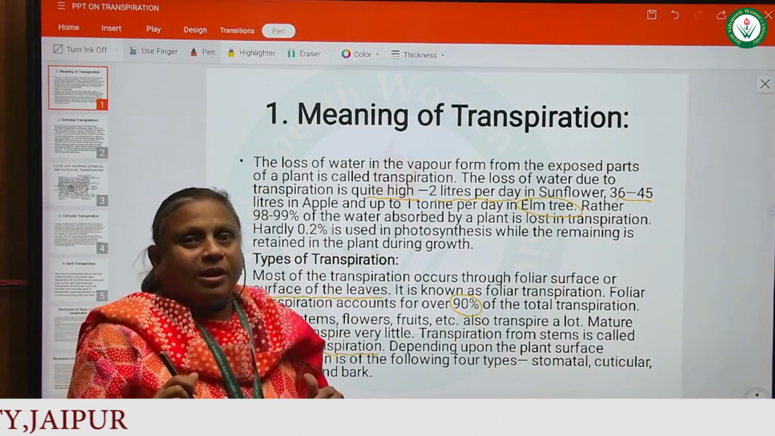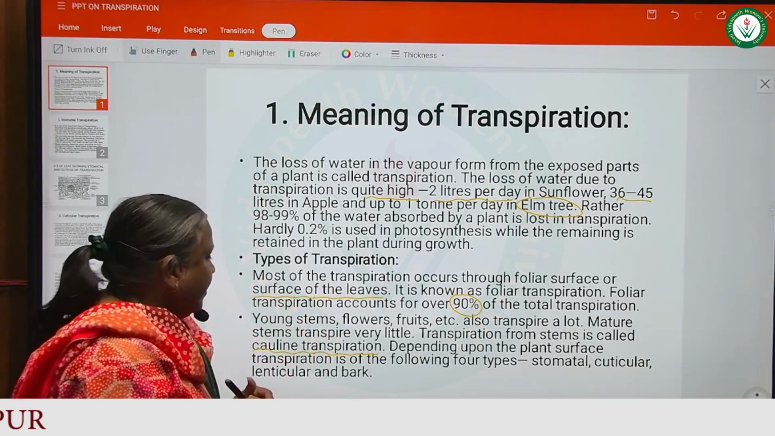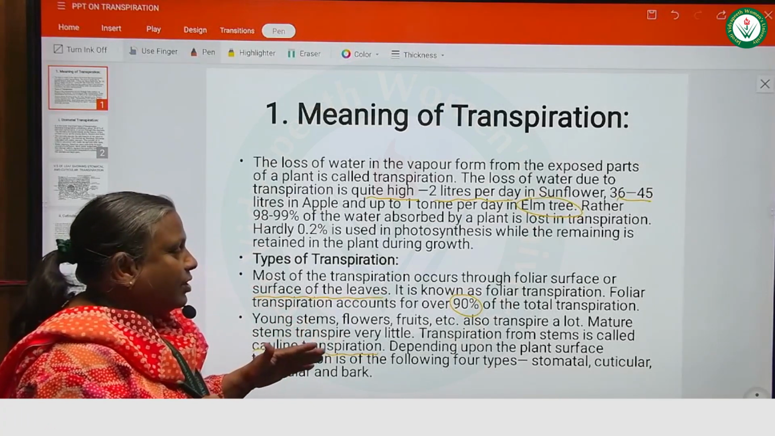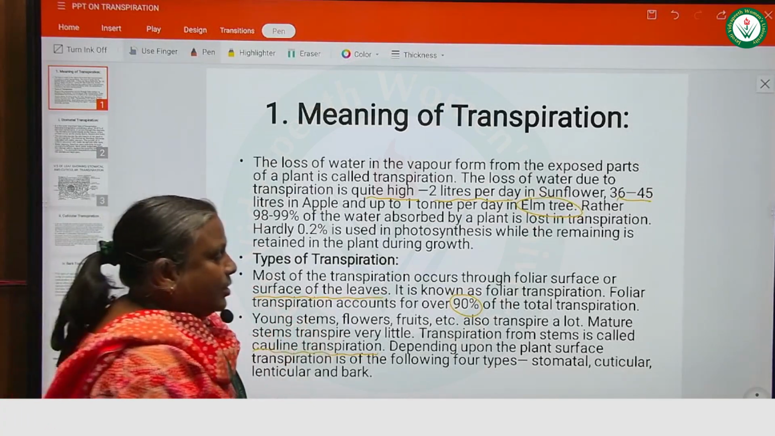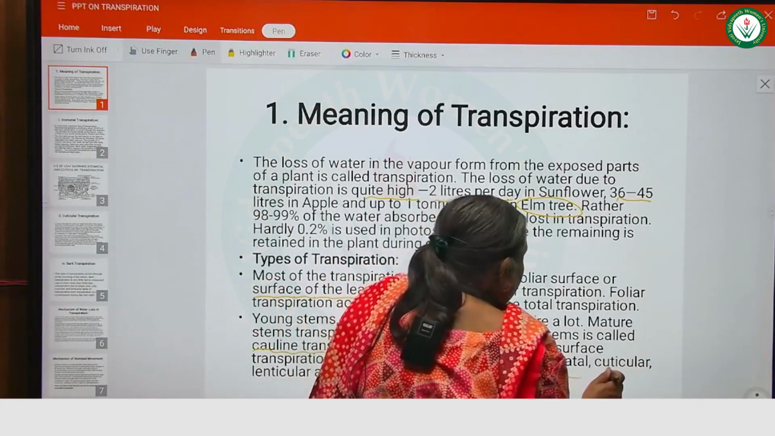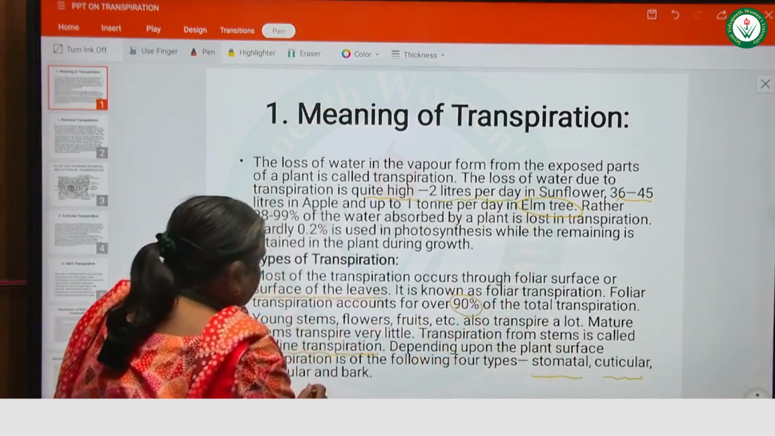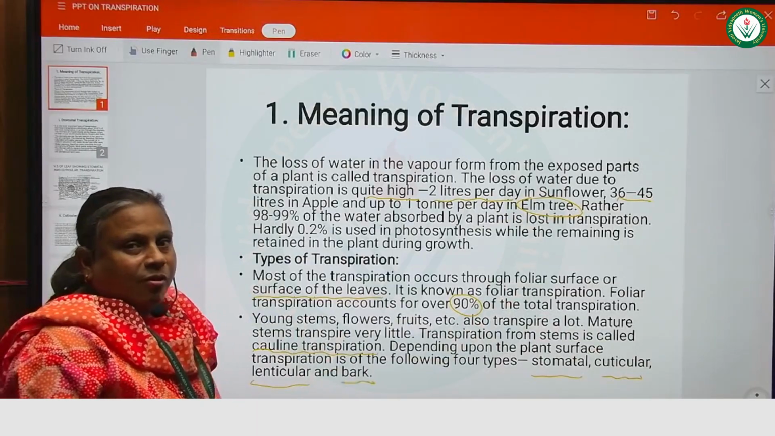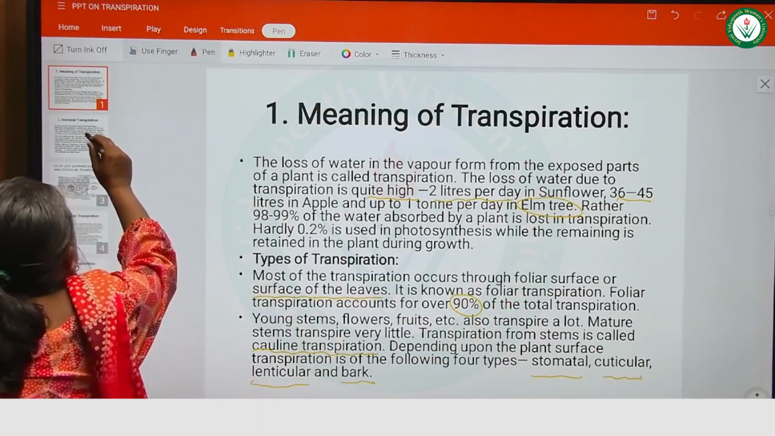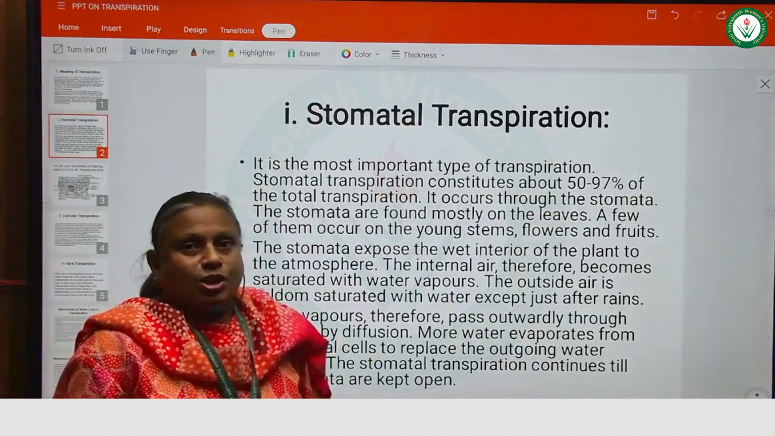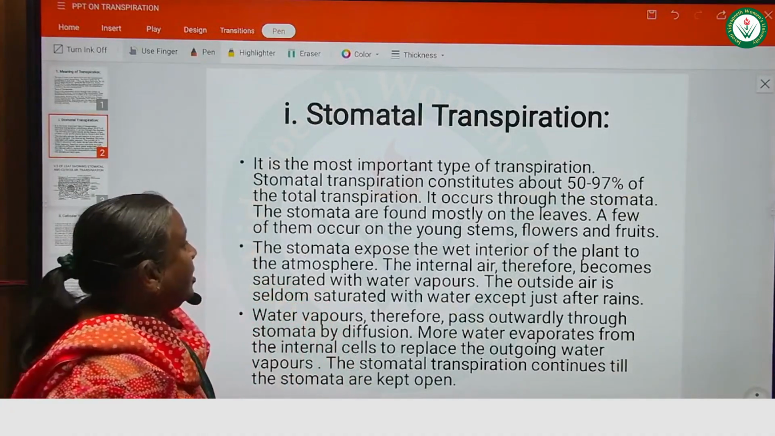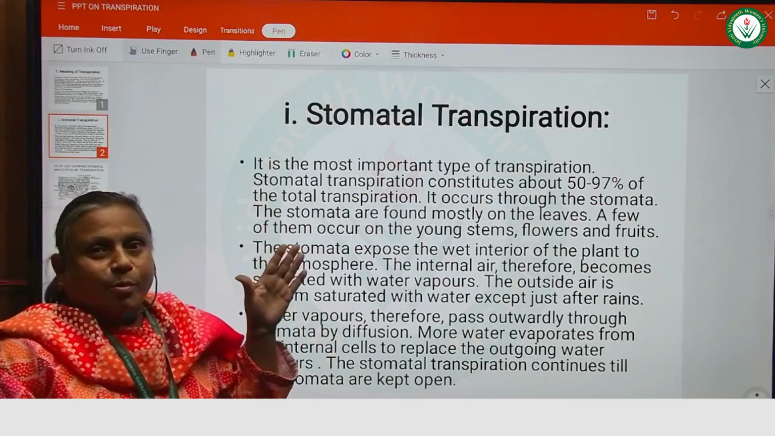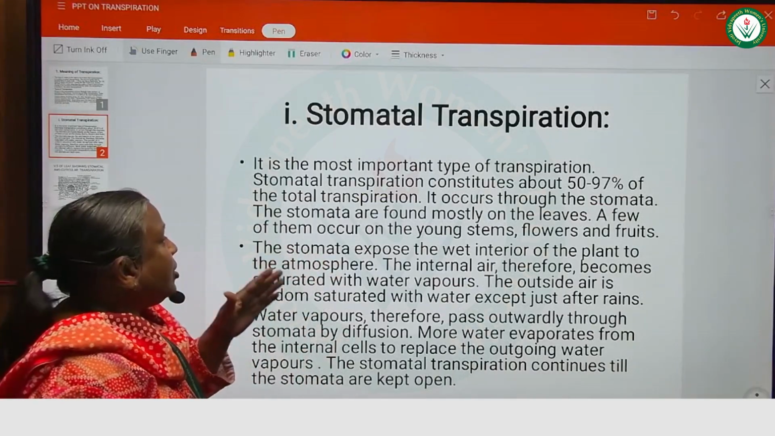Depending upon the plant surface, transpiration is of the following 4 types: stomatal transpiration, cuticular transpiration, lenticular transpiration, and transpiration from bark. Now we talk about stomatal transpiration. So it is the most important type of transpiration.